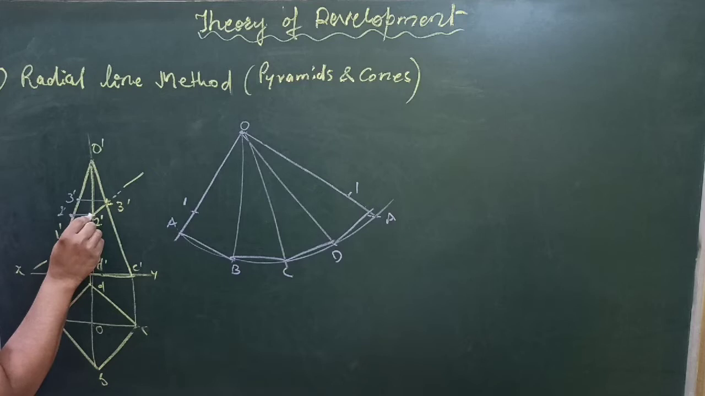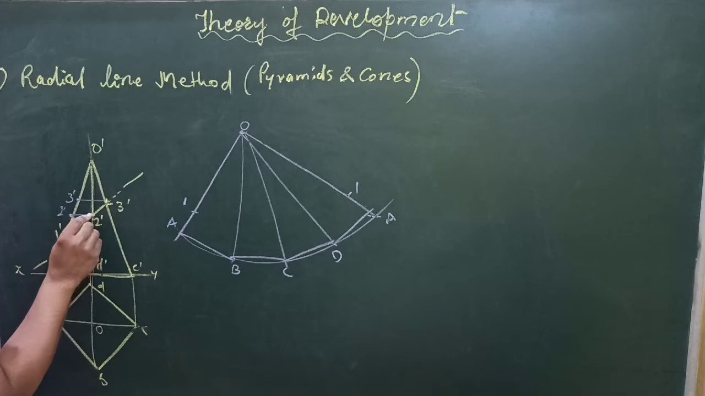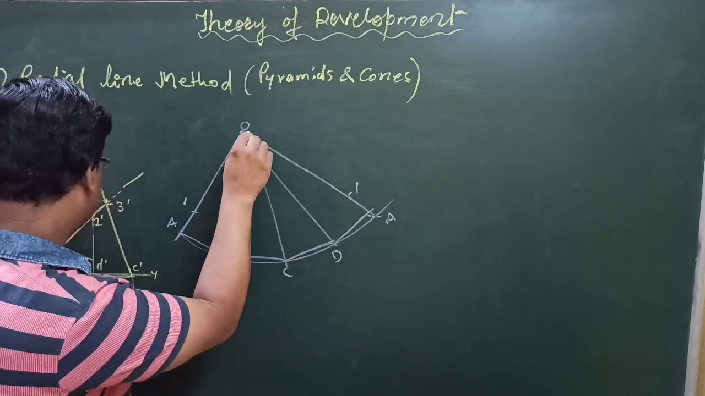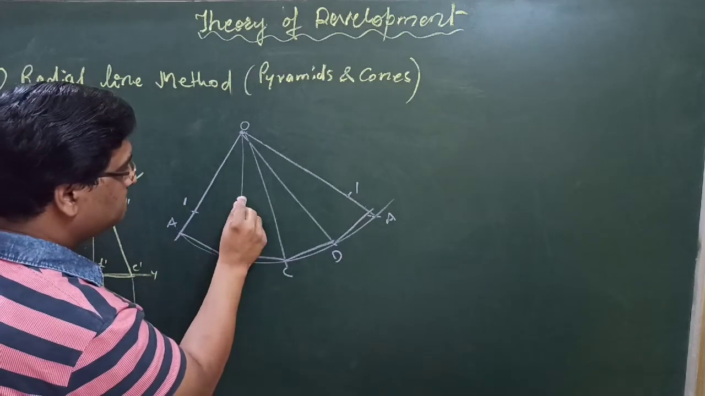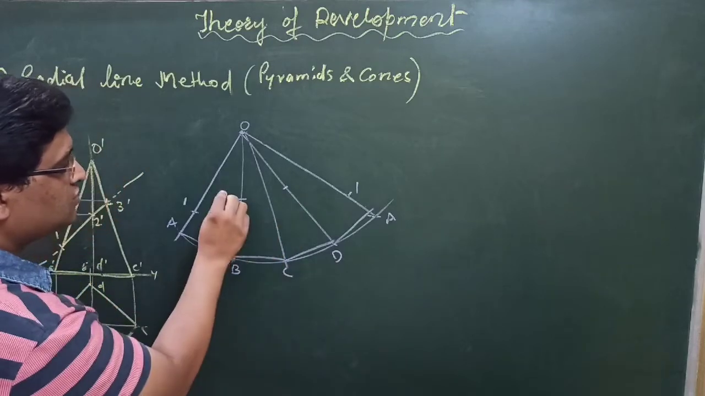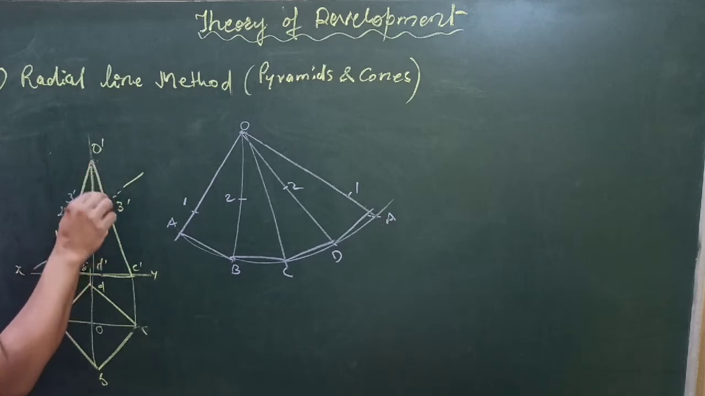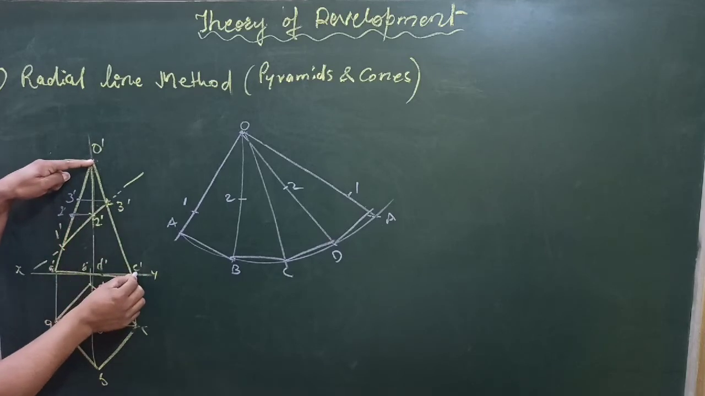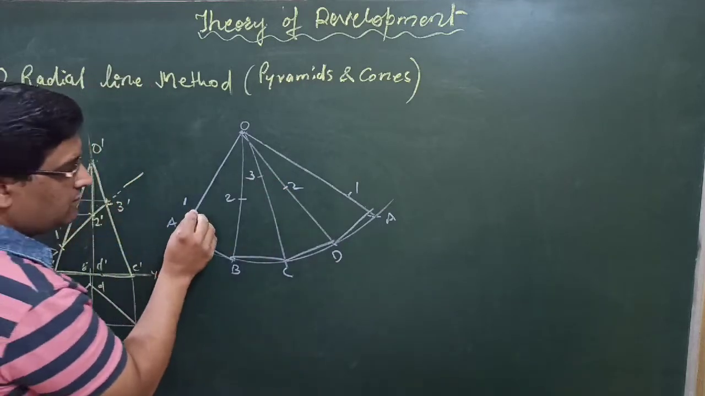Then 2'. Now 2' is cutting O'B' and O'D'. So you have to take the distance dropped on the true length, O'2', and cut this distance on B and D from O. So take O as center and a distance equal to O'2' and cut here. So this is 2. Then the third point, O'3', is cutting O'C'. You can take it directly from here also because OC is also a true length. So O'3' and cut here. So this is 3. Join them with straight lines.